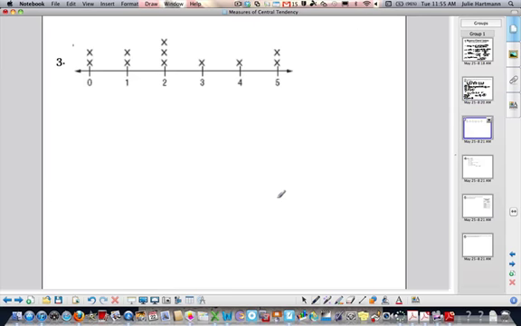A third example, here your data is not written out but rather given to you. This is a line plot. What this means is there are 2 zeros.